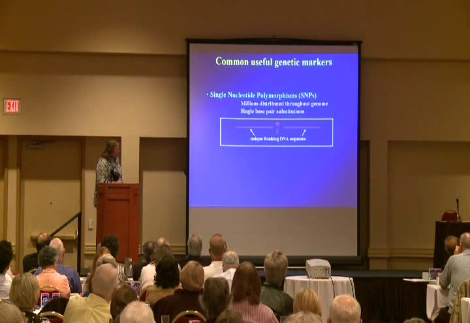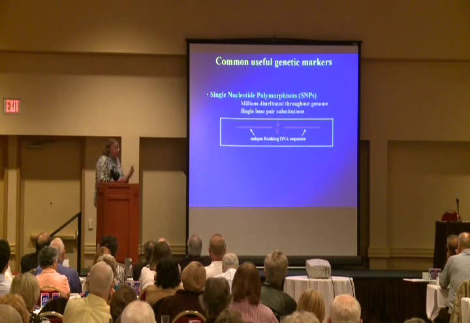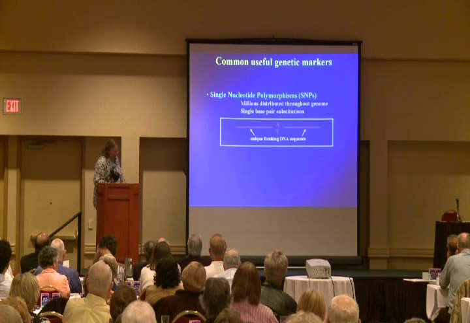So for instance, on your mom's chromosome, you could have got from your mom an A at this particular position, and from your dad you could have got a T. And so you have this variation that we can test for because it's different on your two chromosomes at this particular position. So this is a marker.